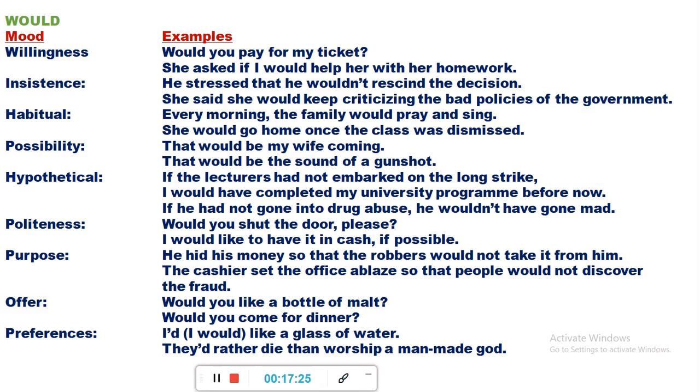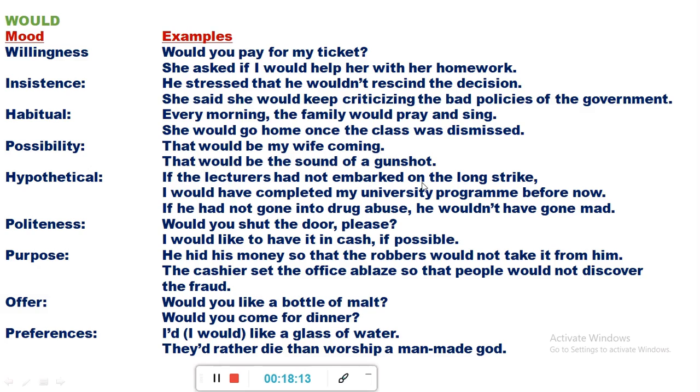All right. Then habitual actions. Every morning the family would pray and sing. She would go home once the class was dismissed. So here you use would to express habitual actions in the past. Possibility. That would be my wife coming. It's possible it's my wife coming. That would be the sound of a gun. A possibility.